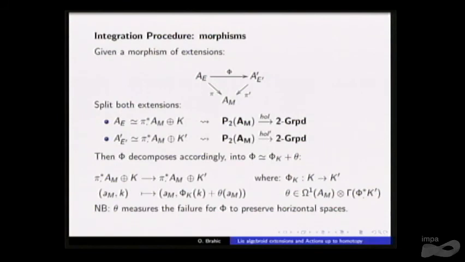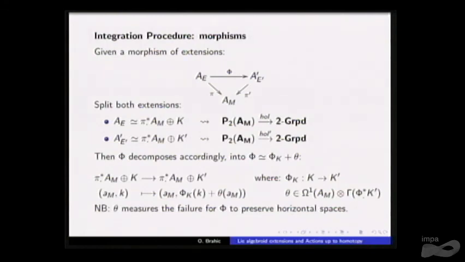To simplify, I'm assuming that they're over the same base. The general thing here is that it has to commute, so A_M is sent to A_M, and this K is sent to the kernel of the other one, K prime, which is just the restriction in the end. But there's an extra term here, where theta is this one-form on A with values in a section of phi star K.